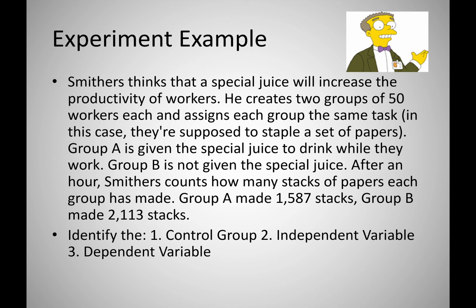Identify the control group, independent variable, and dependent variable. So what did he control? He controlled the drink. What could he not predict or have any control over? How many stacks of papers they did, and what stayed the same through the entire experiment. You had 2 groups. You had a control group and you had a variable group. The control group was the one that did not get any juice.